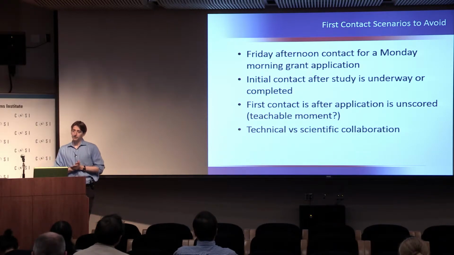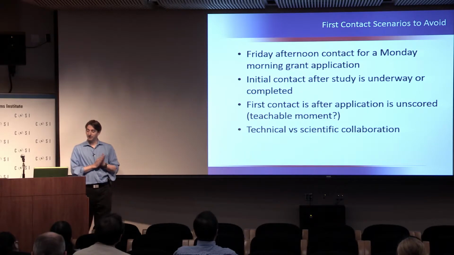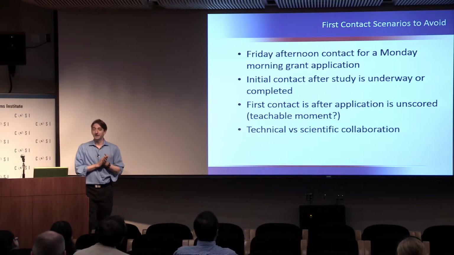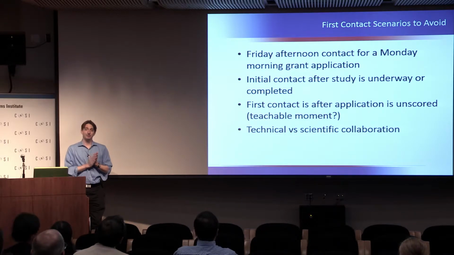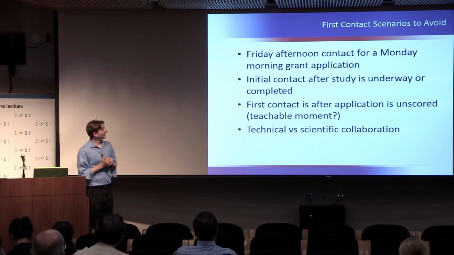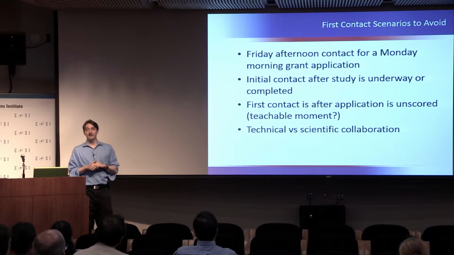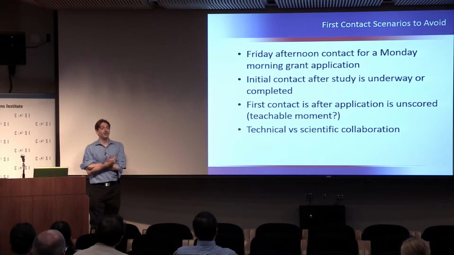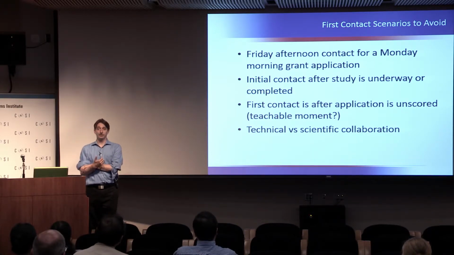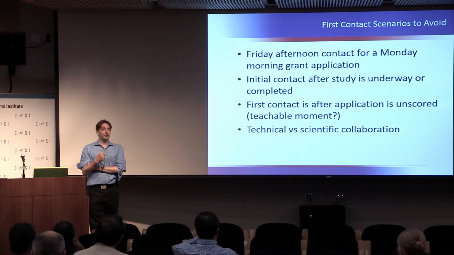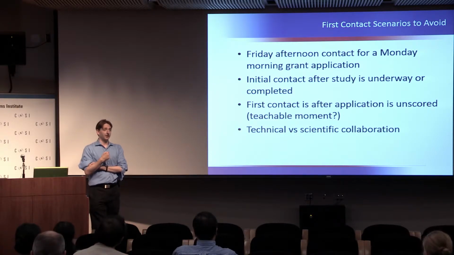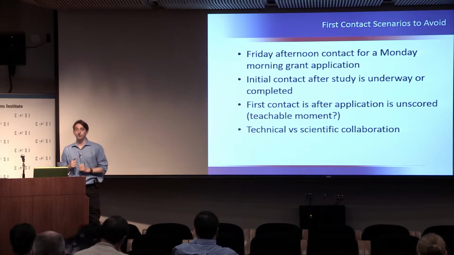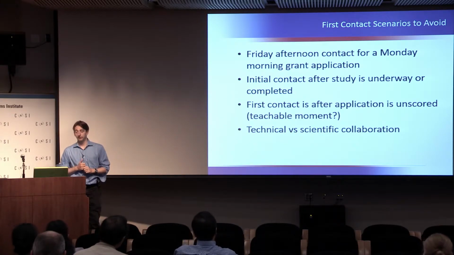So, what are some first contact with a biostatistician scenarios to avoid? My favorite one is the Friday afternoon email saying my grant's due on Monday, and can you please help? And the answer is probably not. Even if I'm feeling particularly nice that day, the likelihood that I could contribute something intellectually meaningful on a Friday afternoon is probably pretty limited. And without really understanding the basics of the research project, there's no way to make that really work in a sensible way.